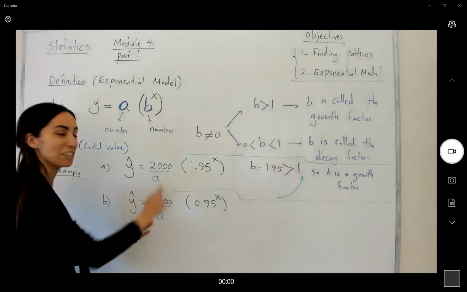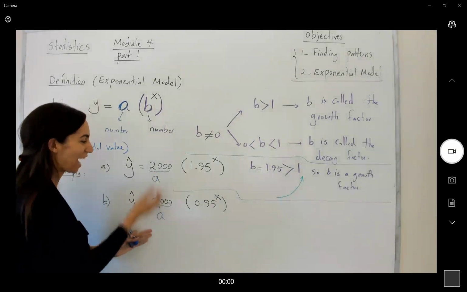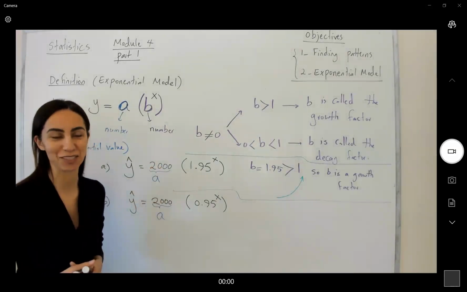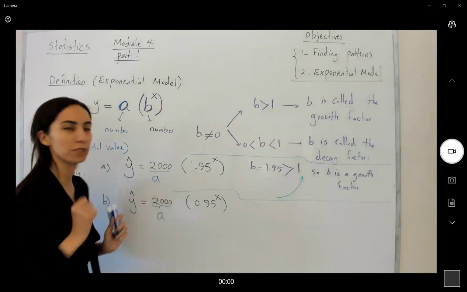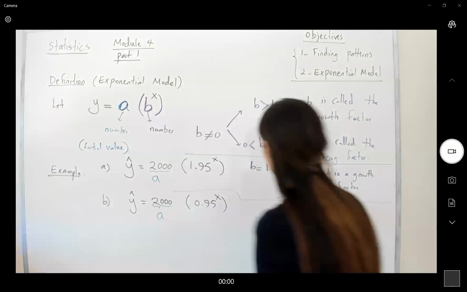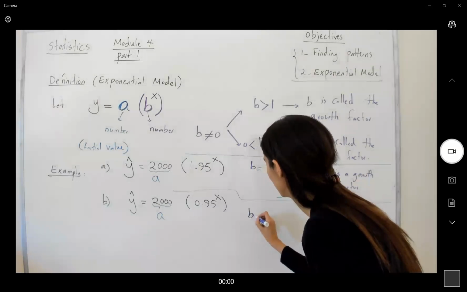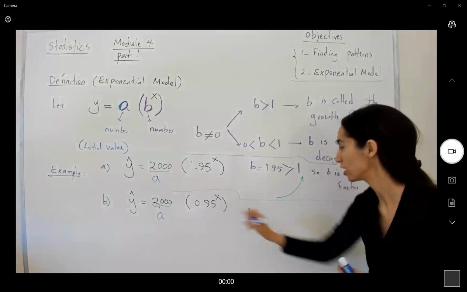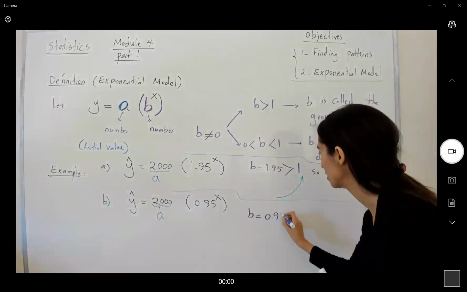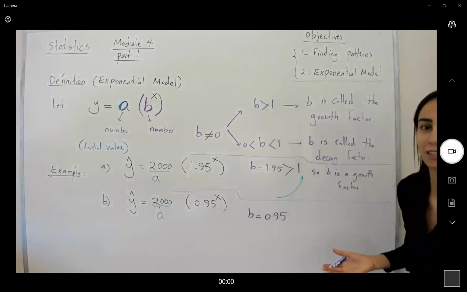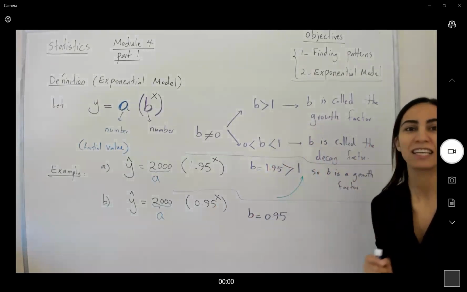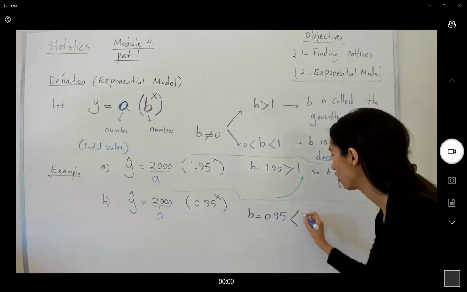So in this case, the initial amount is the same. It's actually just 2,000. How about your B? Your B is equal to 0.95. As you can see, this decimal number is less than 1.